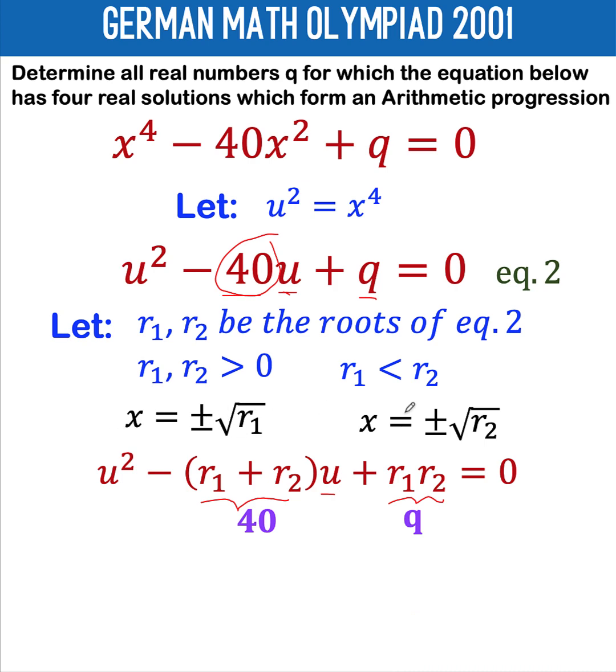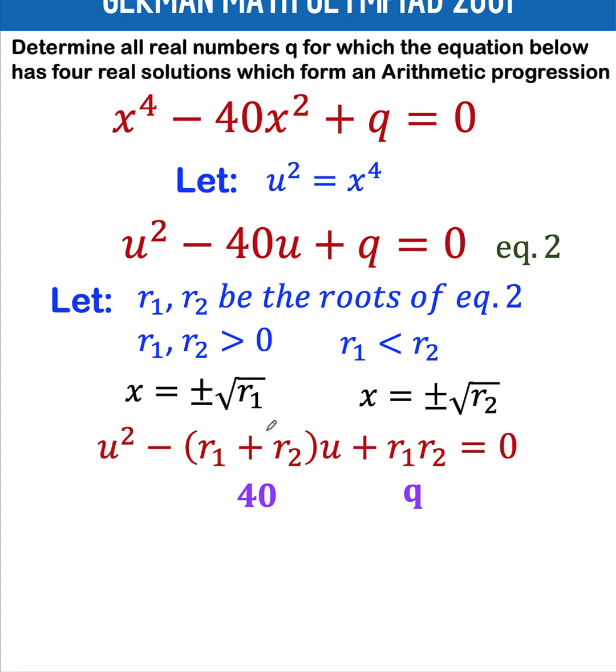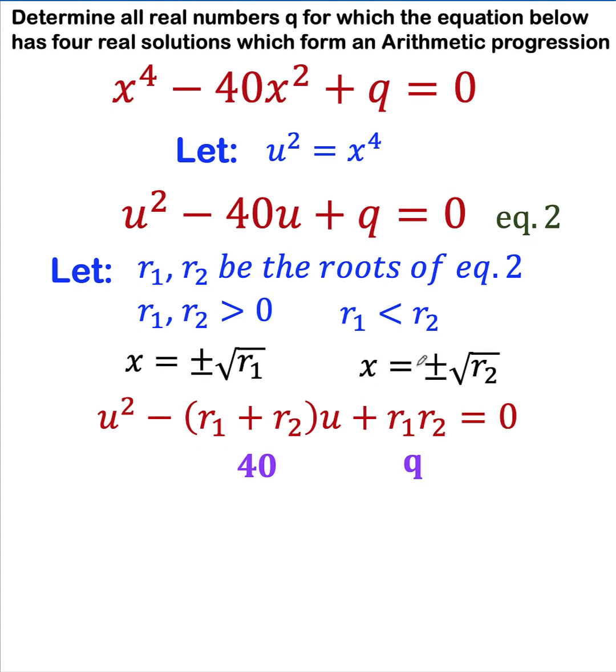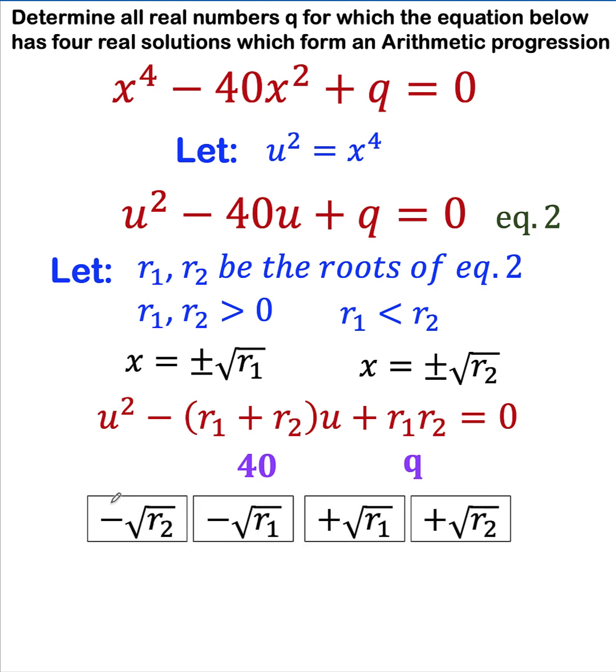Notice that we have here 4 roots for x. We have the plus or minus the square root of r sub 1 and the plus or minus the square root of r sub 2. Let's write all these 4 roots in order from the smallest to the largest. The smallest is the negative of the square root of r sub 2 because of this condition. When you get the negative of the square root of r sub 2, that must be the smallest value. Next is the negative of the square root of this r sub 1.